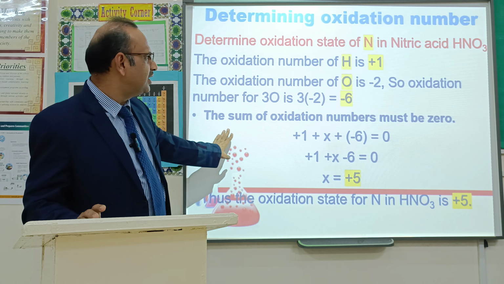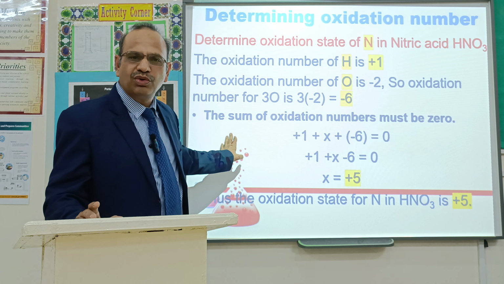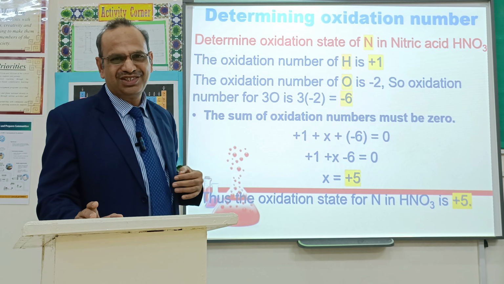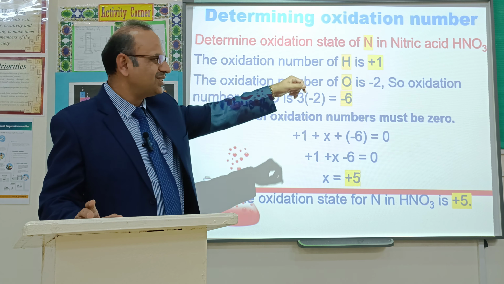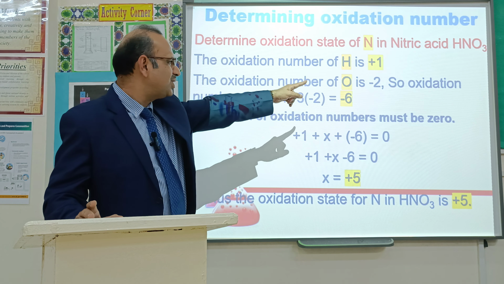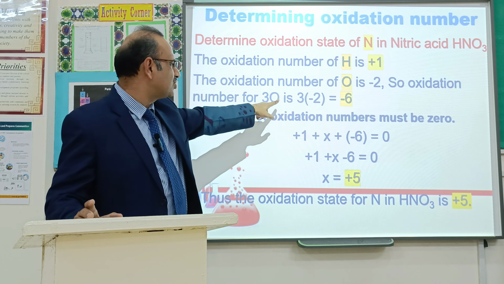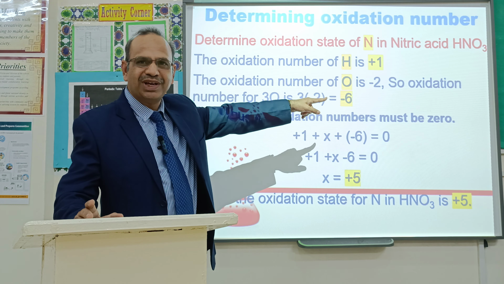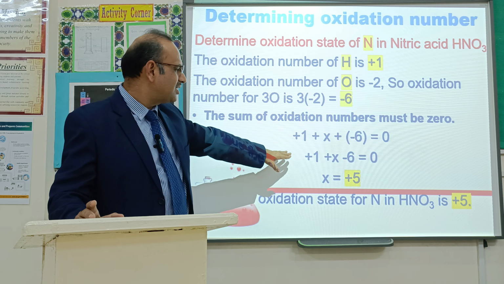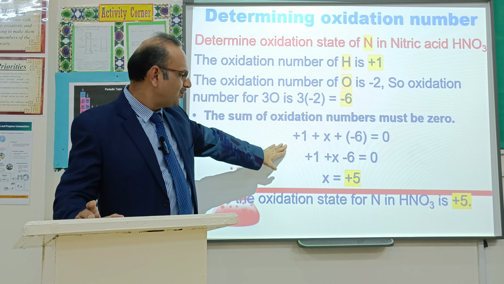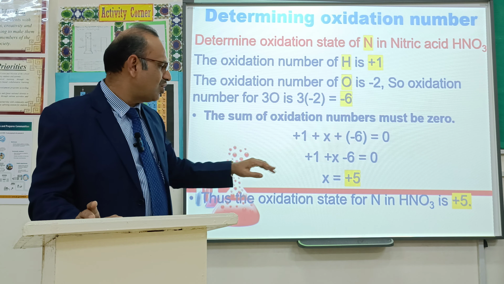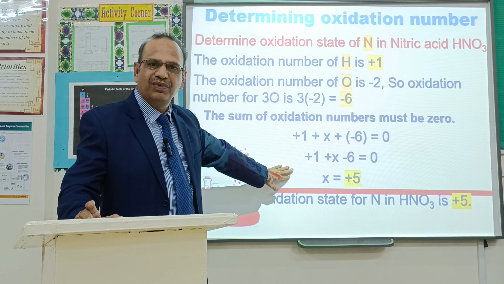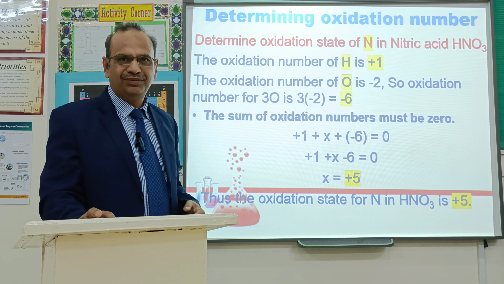One more example is here. If we want to determine the oxidation number of nitrogen in nitric acid, HNO3, look, hydrogen has oxidation state plus 1, oxygen minus 2, and there are 3 oxygen, so the total is minus 6. The value for nitrogen will be plus 5. So in nitric acid, the oxidation state of nitrogen is plus 5.